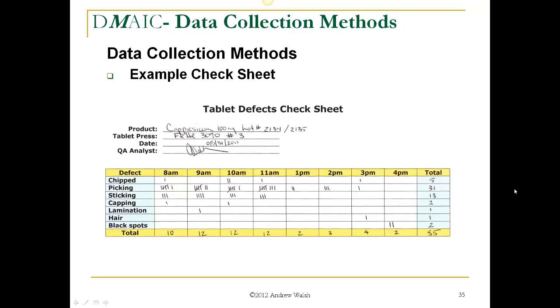Now notice on the total you have the rudiments of the beginning of a Pareto chart, which we'll discuss later on. So we have values for each one of these types of defects, and obviously it stands out that picking has 31 instances, so it's obviously one of the bigger problems that we have on these tablets. The hair and lamination are the lowest, and black spots we had 2, but they both happened at the same time. It may be just a one-off instance. Again, we have to analyze that data later on.